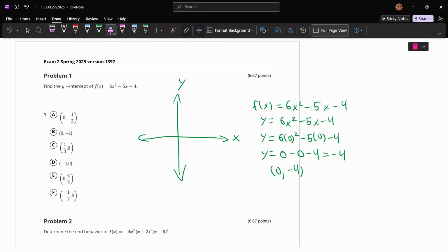If you were to put this on our plane here, you'd end up with a point somewhere around here. So 0, negative 4. And this would be our y-intercept. Now I'm going to go back to the curve that I was drawing earlier. You can see how this curve for the function looks like this, and it intersects the y-axis at 0, negative 4. So with that in mind, the answer to this question would be B.